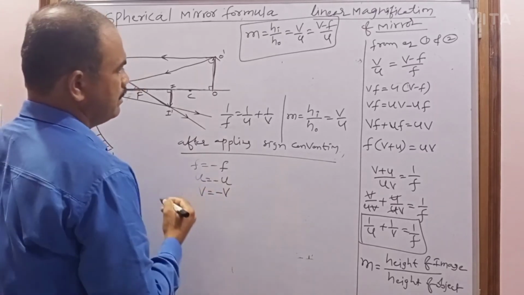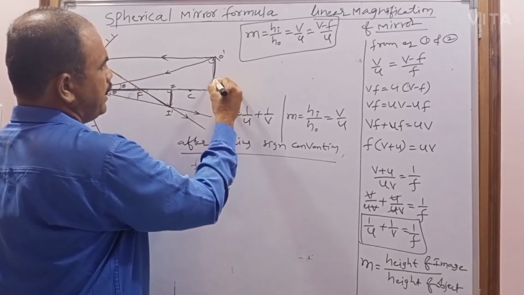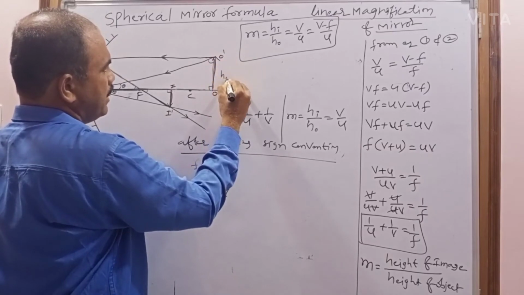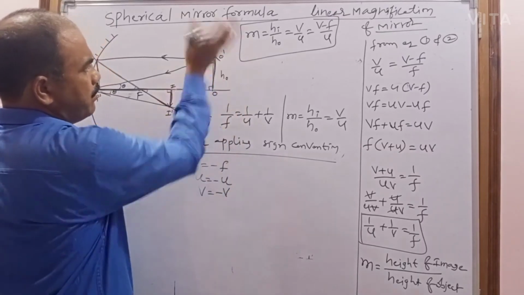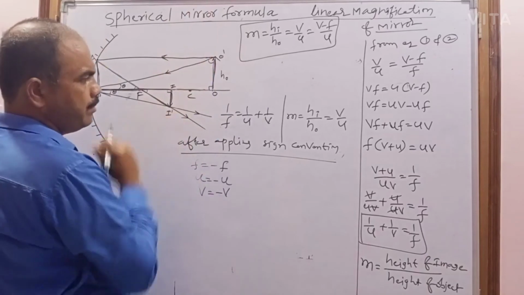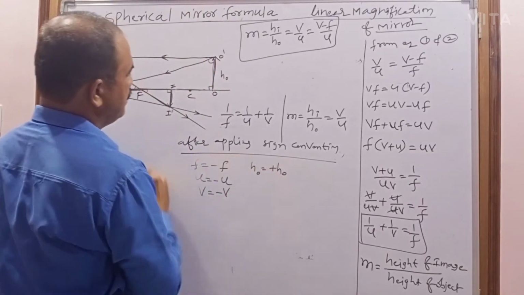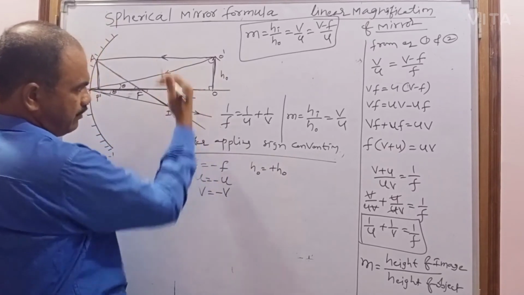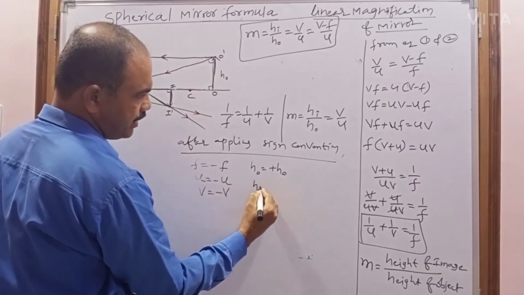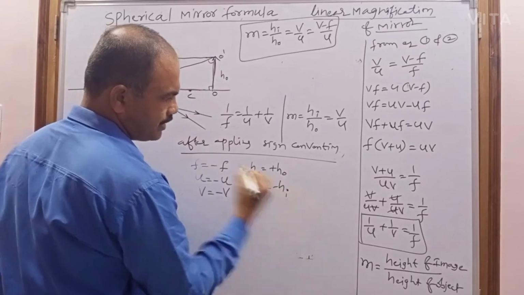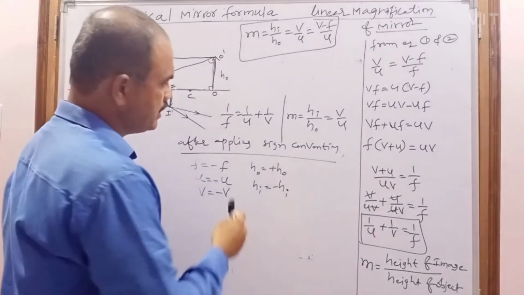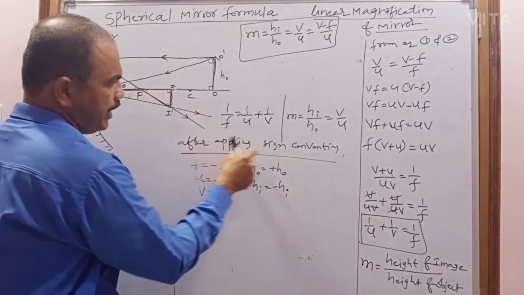And next one, come to the height of the object. Now consider this is h naught. The height of the object is above the principal axis. The height of the image will be below the principal axis. So that's why h naught equals plus h naught, and this is the image height. It will be below the principal axis. That's why hi is equal to minus hi. So these are the values after applying the sign convention.